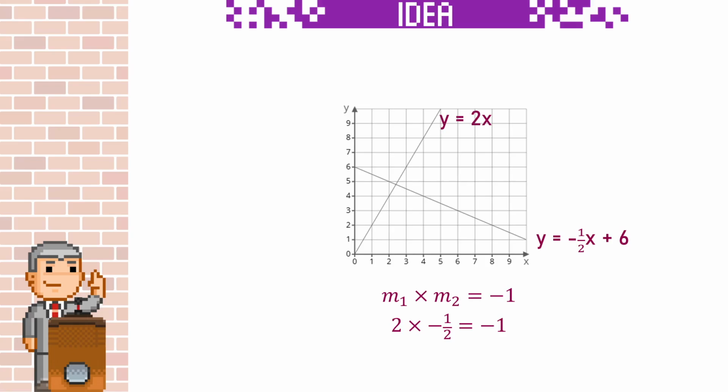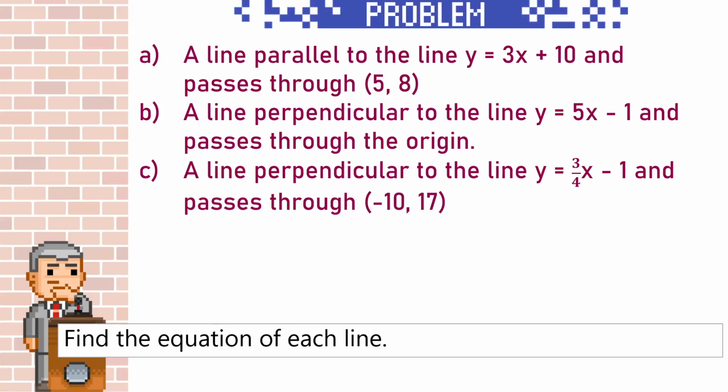If we have the gradient, say, of 2 and we want to find its perpendicular gradient, we find the reciprocal, otherwise known as flipping it, and then switch its sign. If it's positive, turn it negative. If it's negative, turn it positive. Let's have a go at these questions.